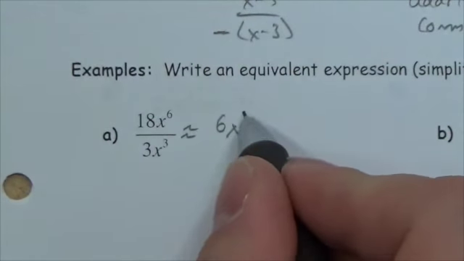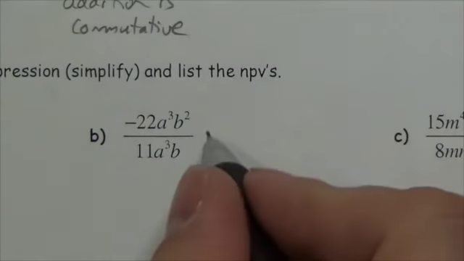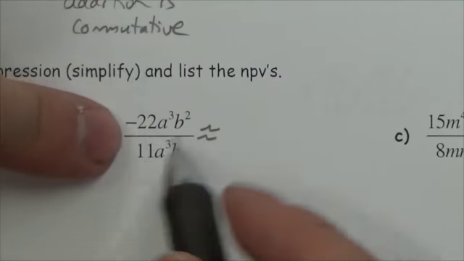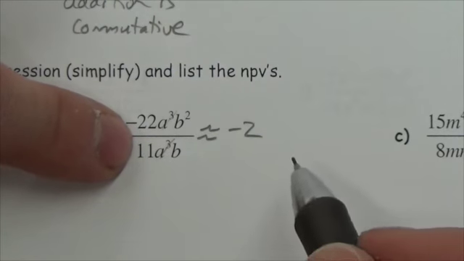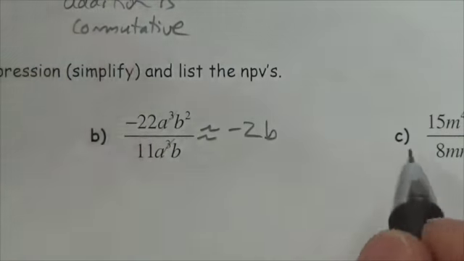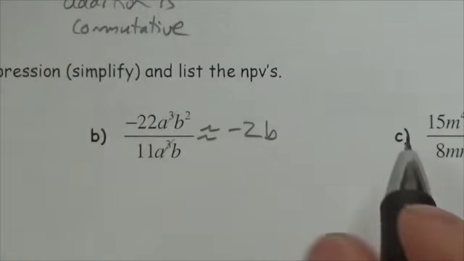Okay? Because now I've included that non-permissible that was missing here. So that was present here, but is now missing here, I should say. Here, I use the equivalent symbol. Well, negative 22 divided by 11, that's easy. It's negative 2. A cubed divided by a cubed, well, that's wonderful. That's going to be 1. B squared divided by b is just going to be b here. So this expression right here is equivalent to this one.